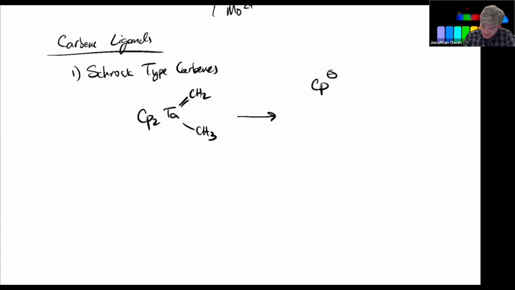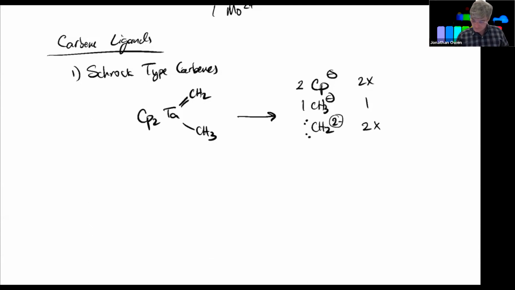So we've got a Cp anion coming off of this thing, actually two of them. You've got a methyl coming off. And what do we do about that CH2? How do we count it? Well, each of these Cps contributes 2 X-type interactions. Each methyl contributes 1 X-type interaction. How many X-type interactions for this CH2? Carbon makes 4 bonds. So that double bond is equivalent to a 2X situation. And so you can think about this thing as a 2- fragment. So we add up those interactions and you've got tantalum 5 plus.